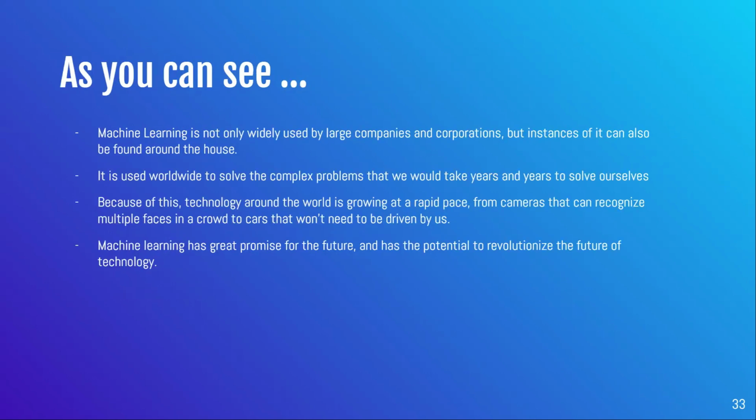So as you can see, machine learning is not only widely used by large companies and corporations, but instances of it can also be found around the house or in your daily life. It is used worldwide to solve complex problems that we ourselves would take years and years to solve. Because of this, technology around the world is growing at a rapid pace, from cameras that can recognize multiple faces in a crowd to cars that won't even need to be driven by us. So machine learning has great promise for the future and has the potential to revolutionize the future of technology.